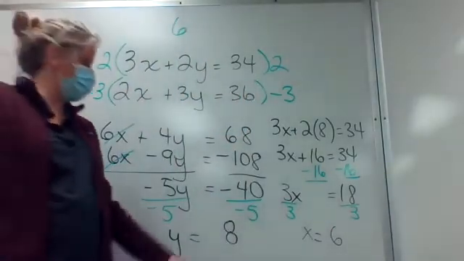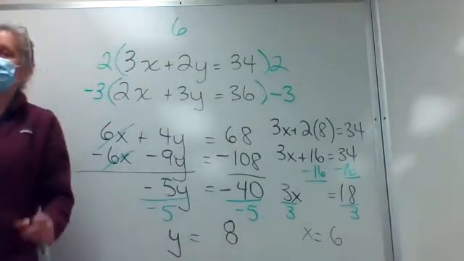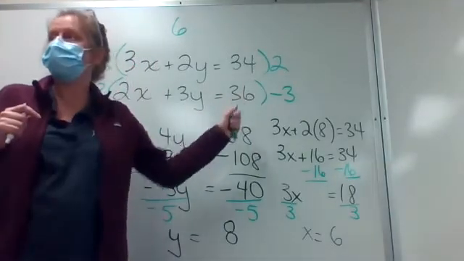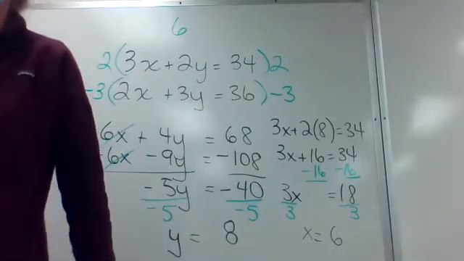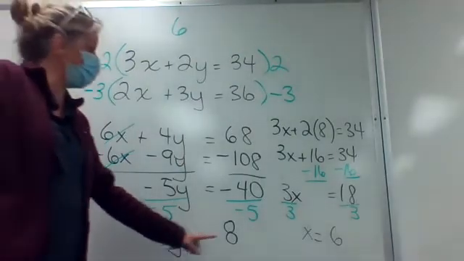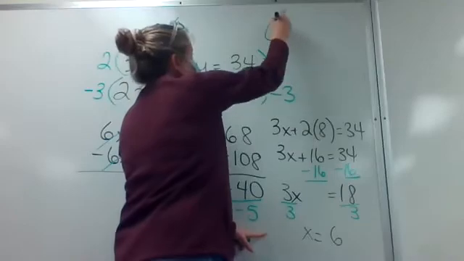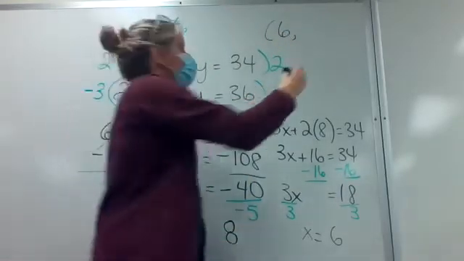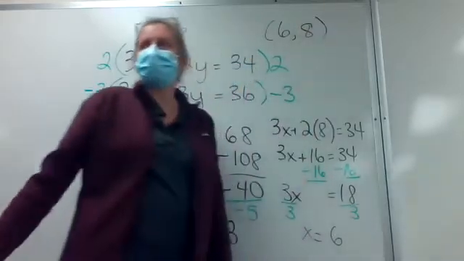Now remember, what are you finding when you're finding this x and the y? You're finding an ordered pair, right? You're finding a point where these two lines would cross if I graphed them. So in my ordered pair, x always comes first, so it'll be 6, and then my y is 8.